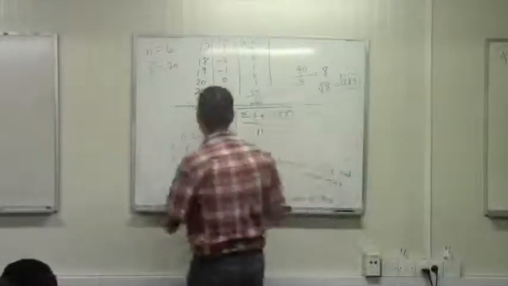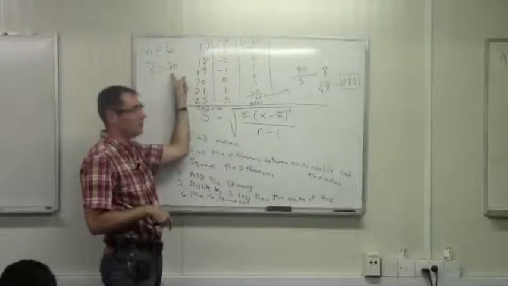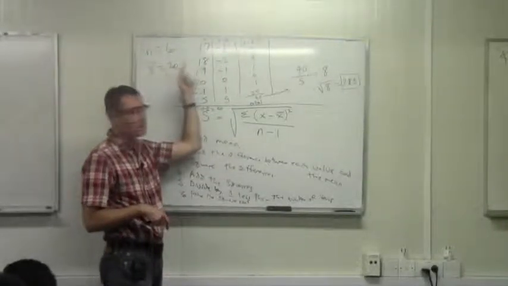Find the difference from the mean. So you know the mean is 20 now, right? Okay, what's 17 minus 20? Negative 3. 18 minus 20. We divide it.